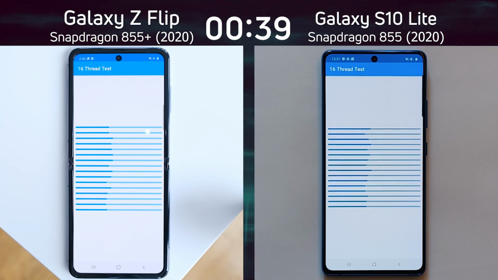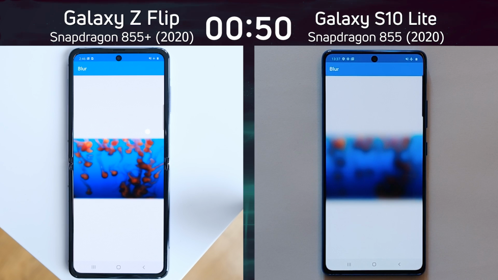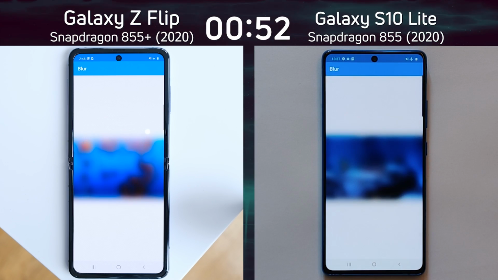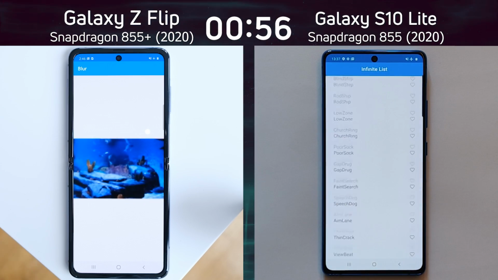Definitely was the first into the 16 thread test. 16 thread test is now going along, but looking on the right hand side, that's definitely faster on the S10 Lite. Yes, it is. So it's finished the 16 thread test first, and it's the first into the CPU GPU part of the test as it goes into the blur test, and it's maintaining its lead now as it goes into the infinite scrolling list.